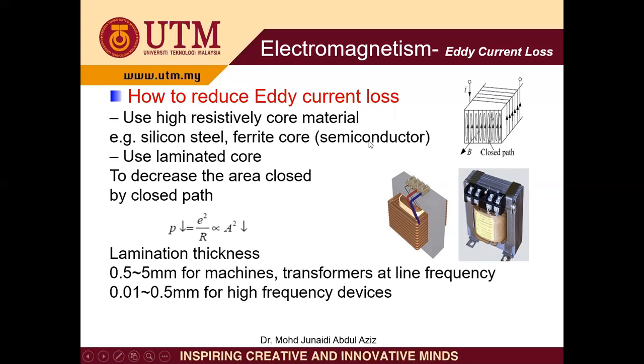So instead of using a solid core, what we can do is actually to cut the solid core into pieces, and then laminate them and combine them as one unit. For example, this is the basic structure of the transformer. So this is the core here. As you can see, instead of using a single core, we slice the core into laminated pieces and then combine it again. This is why we do this, to reduce the area of the closed path.